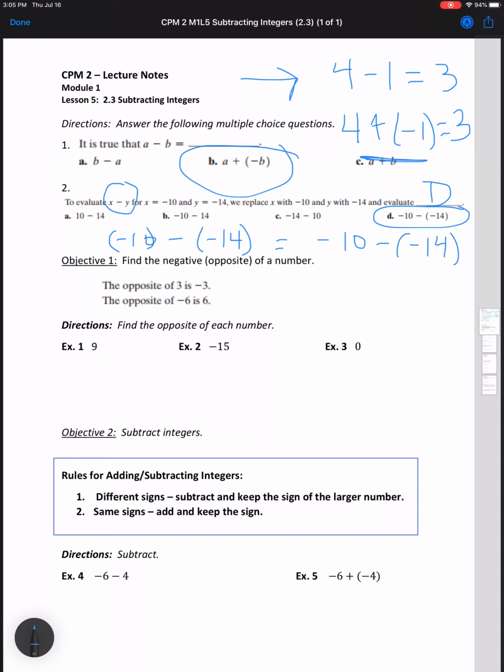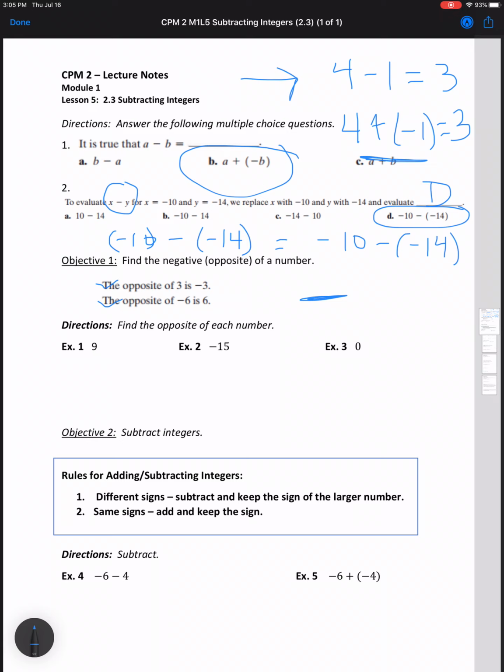So objective 1, we're going to talk about how to find the opposite of a number. So the opposite of 3 is negative 3. The opposite of negative 6 is 6. So you notice opposites are the same digit, just the sign is opposite. Another way to think of it is just remember this symbol. I don't care whether you call that a minus sign, a negative sign, a subtract sign. It means the opposite of a number.